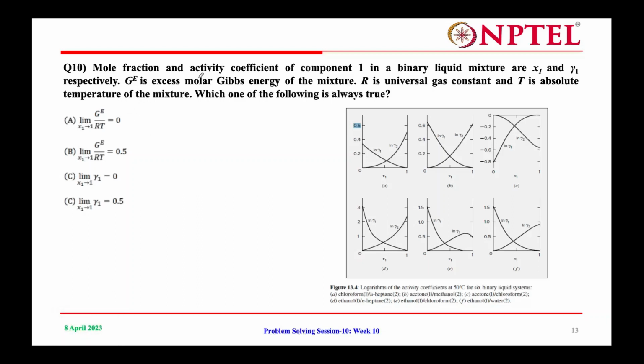Question 10. The mole fraction and activity coefficient of component 1 in a binary liquid mixture are x1 and gamma 1. GE is the excess molar Gibbs energy of the mixture, R is the universal gas constant, and T is the absolute temperature of the mixture. Which of the following is always true? Options are given. Limit x1 tends to 1, GE divided by RT equal to 0. Limit x1 tends to 1, GE divided by RT equal to 0.5. Limit x1 tends to 1, gamma 1 equal to 0. And limit x1 tends to 1, gamma 1 equal to 0.5.